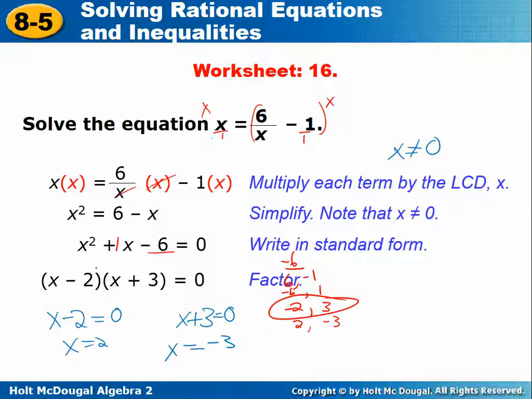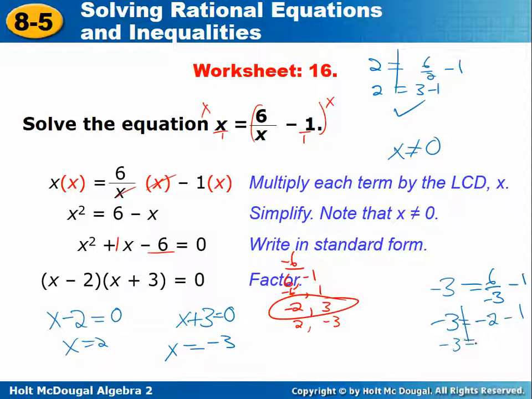So if you put 2 in, you would get 2 equals 6 over 2 minus 1. 6 over 2 is 3 minus 1. Yep, 2 equals 2. If I put negative 3 in, I would get negative 3 equals 6 over negative 3 minus 1. So that'd be negative 3 equals 6 over negative 3 is negative 2. And that's also going to work. So it works for both of my answers, so I know that these are my two solutions to this problem.